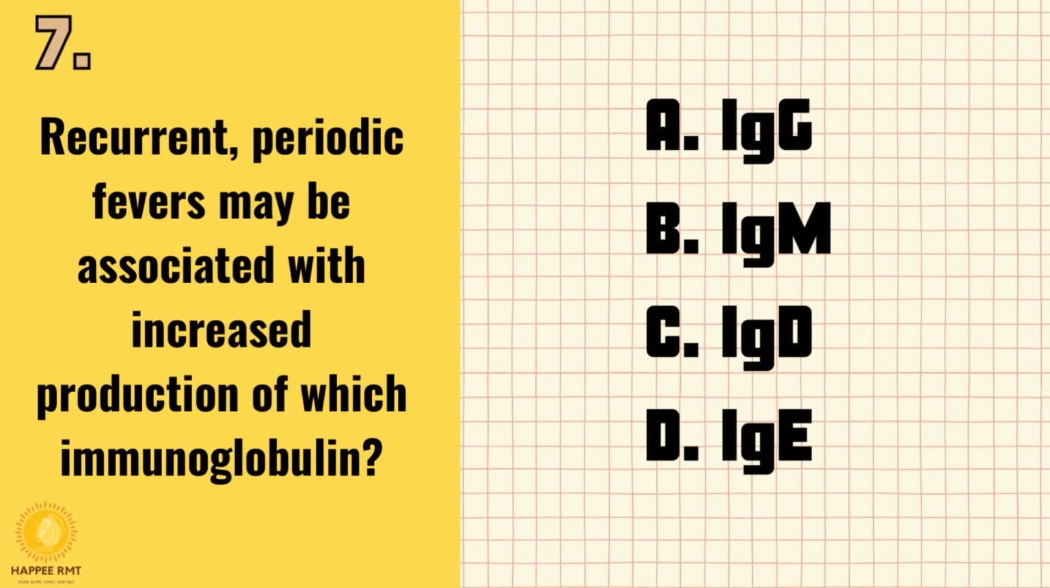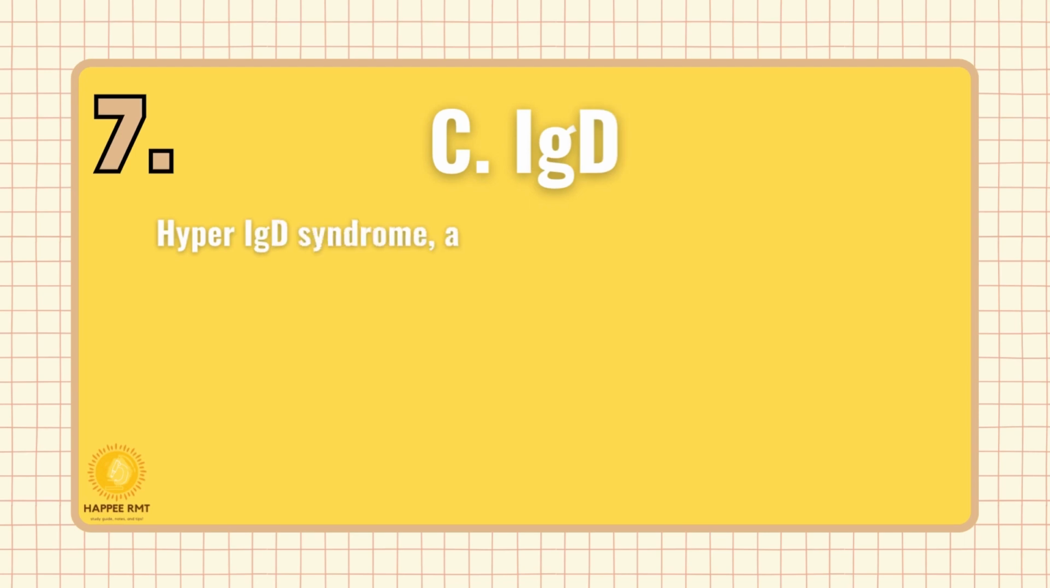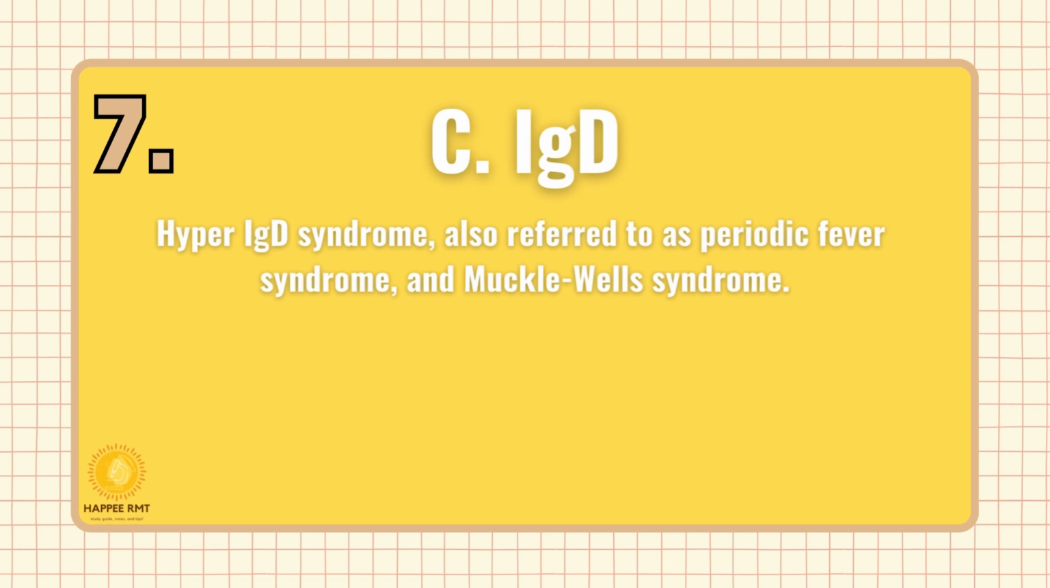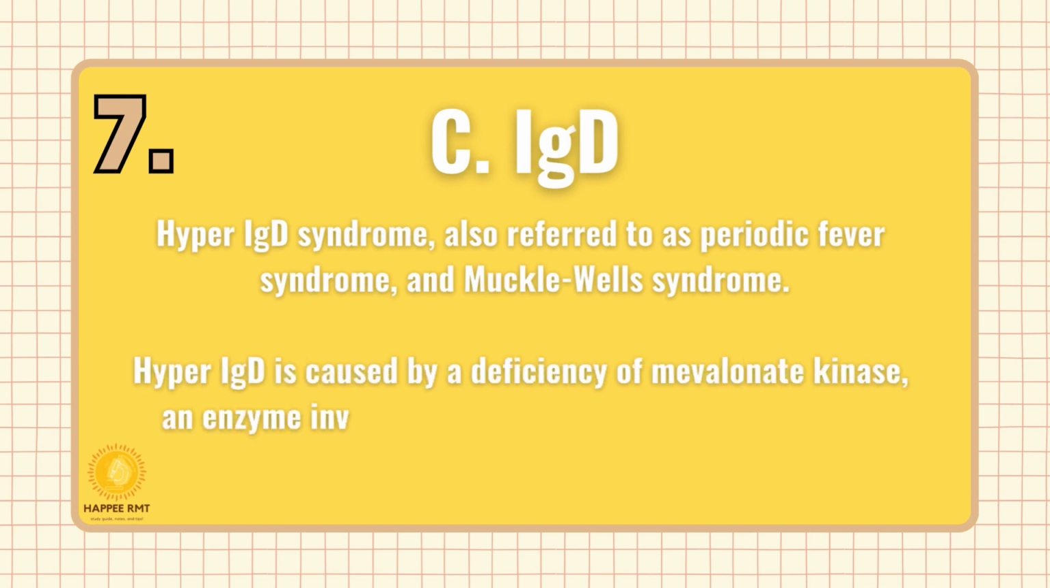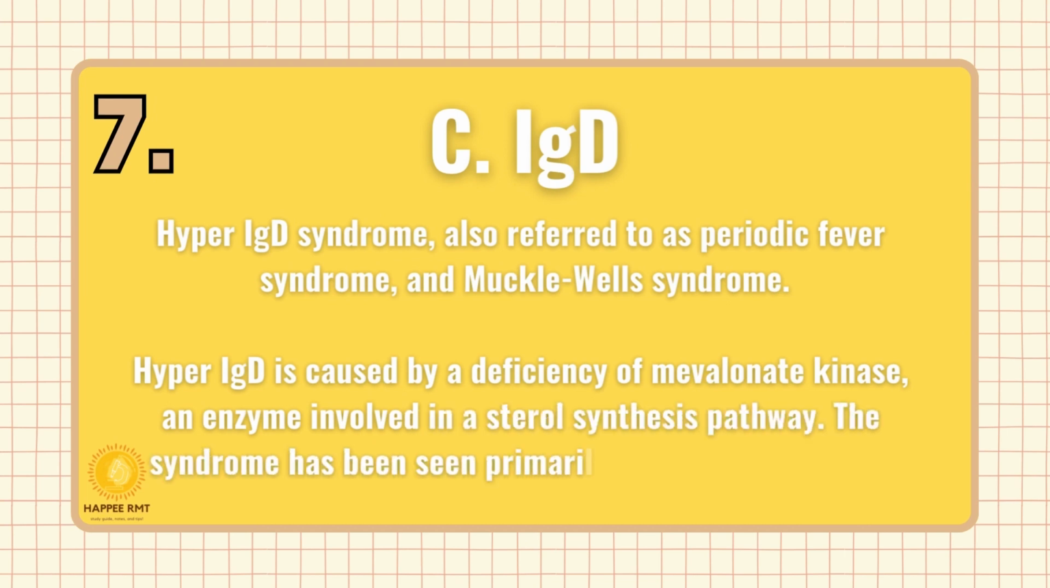Number 7. Recurrent periodic fevers may be associated with increased production of which immunoglobulin? A. IgG, B. IgM, C. IgD, D. IgE. Answer is C. IgD. Hyper-IgD syndrome, also referred to as periodic fever syndrome and Muckle-Wells syndrome, is caused by a deficiency of mevalonate kinase, an enzyme involved in a sterol synthesis pathway. The syndrome has been seen primarily in Northern European populations.